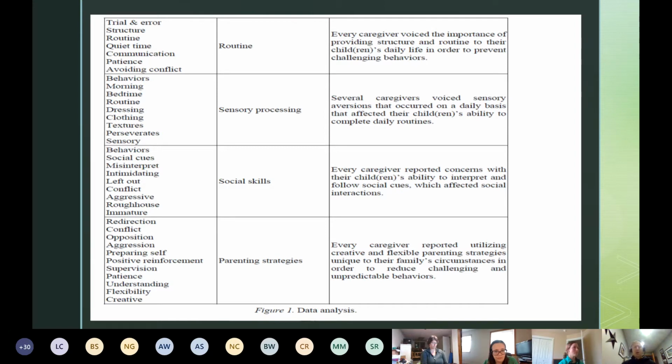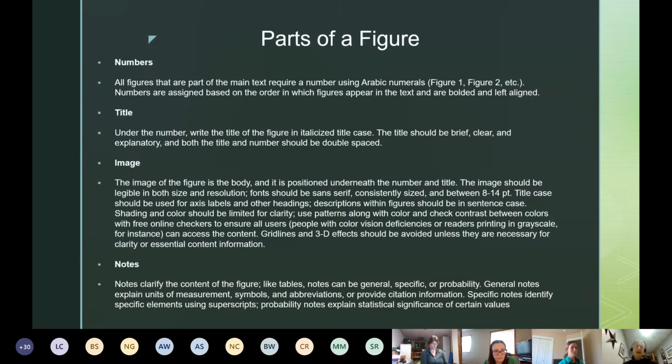Okay, parts of a figure. So make sure that you number every figure. Obviously, you guys are going to have figure 1. Okay, so all figures that are part of the main text require a number with a numeral. So figure 1, okay, figure 2 if you have an additional figure. Numbers are assigned based on the order in which they appear in the text. They're bolded and left aligned. So figure 1 is bold.